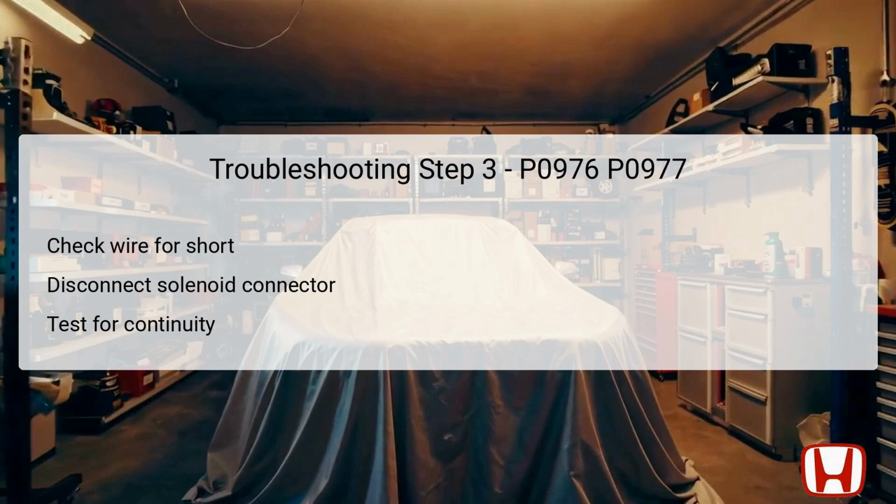Conversely, if there is no continuity, the SOLB wire remains intact, which suggests that the issue lies within the Shift Solenoid valve itself. Thus, the valve body assembly should be replaced accordingly. The final troubleshooting step focuses on checking for open wires within the SOLB SHB plus line, which could be responsible for the DTCs being triggered.